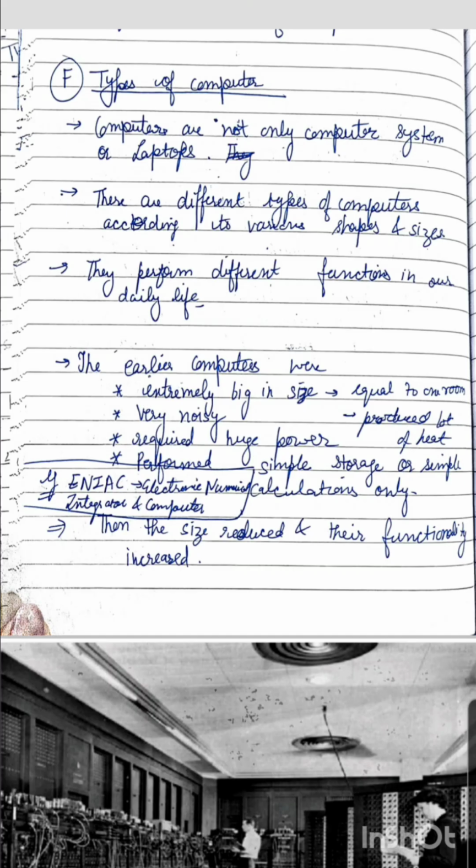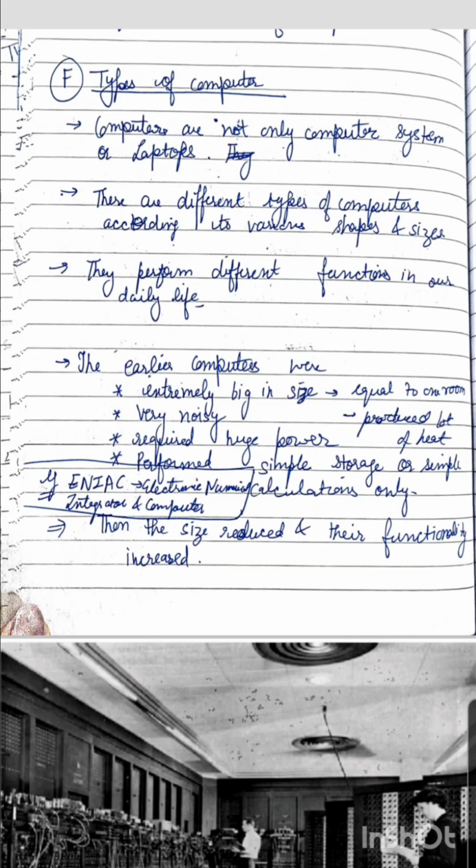We are discussing class 5 chapter 1 from the book Brainy Cloud, and the topic is types of computers. There are different computers available, and according to their sizes we have categorized them into four types.